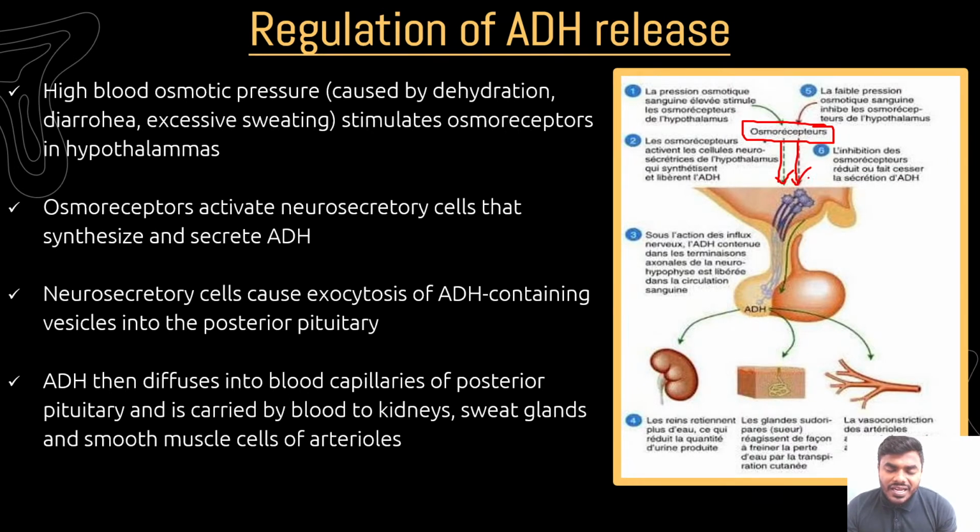Now immediately what is going to happen? There are specialized neurons, which we call neurosecretory cells. What is the speciality of neurosecretory cells? They secrete or release a hormone. What is the hormone released by the neurosecretory cells, the specialized neurons present in the hypothalamus? We call it the anti-diuretic hormone. Friends, now what is the anti-diuretic hormone going to do?